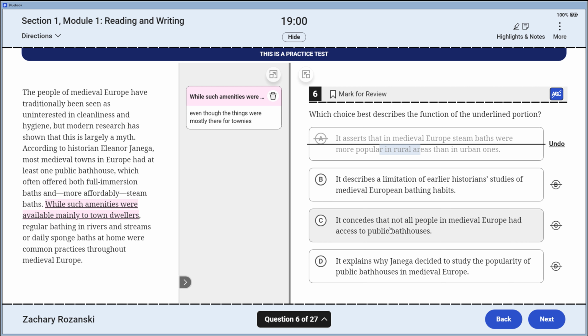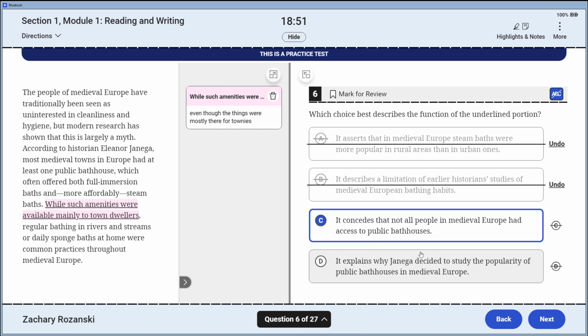It concedes that not all people in medieval Europe had access to public bathhouses. That's exactly what my summary seems to be doing. I'm going to kill B. I'll look at D. It explains why the person decided to study the popularity. This doesn't really do that. I'm a little bit scared since both of these are speaking to methodology that maybe I'm missing something.